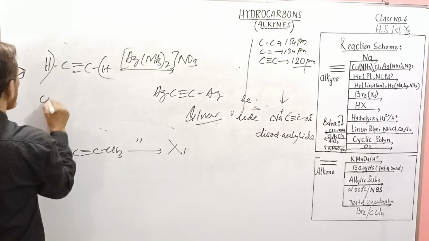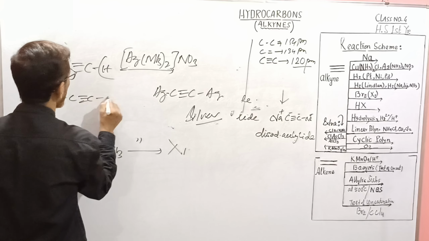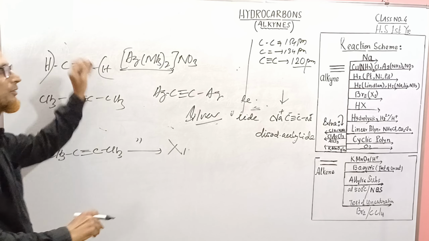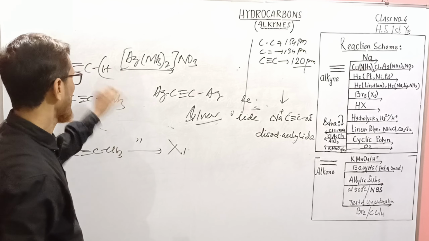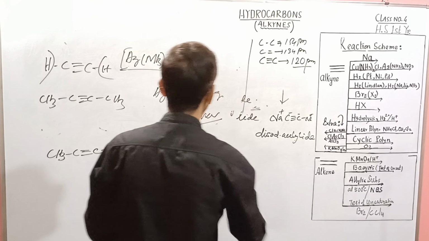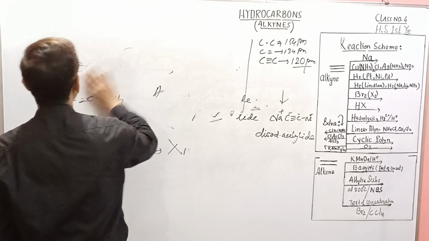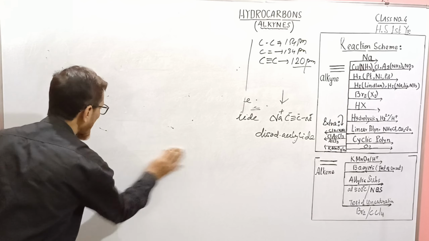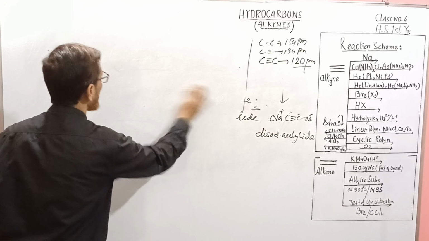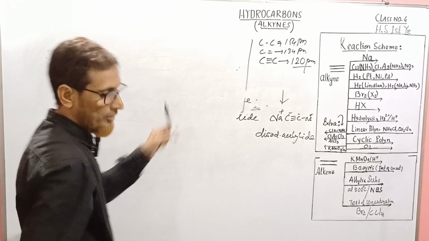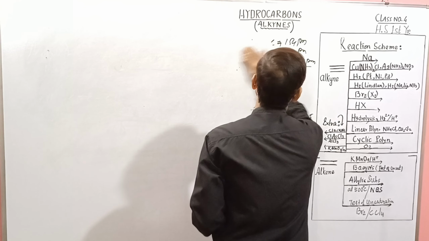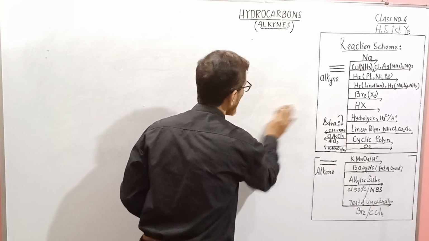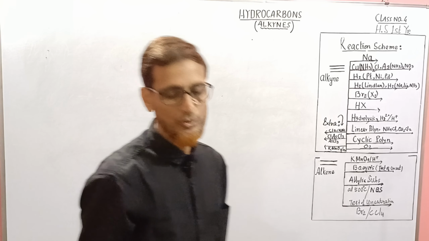But now if you use this one, no terminal acidic hydrogen is there, so that reagent will not react. Again you can use it in distinction of alkynes, am I right? So these two reagents are very important in distinguishing two types of alkyne: one having terminal hydrogen and the other having no terminal hydrogen. If there is acidic hydrogen, there will be a reaction, and if there is no acidic hydrogen, there will be no reaction.